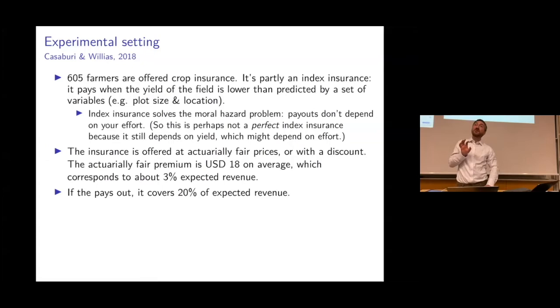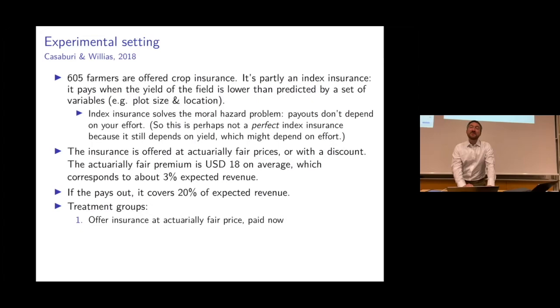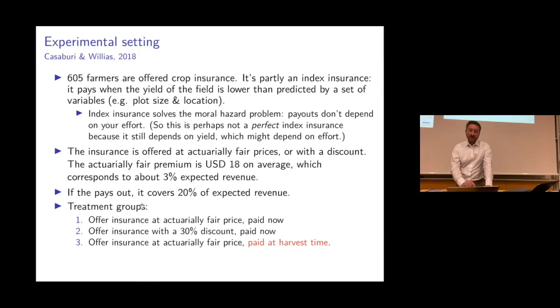And there's three treatment groups. The first treatment group gets offered insurance at the actuarially fair price, and that has to be paid now. The second group gets offered insurance with a 30% discount, and that also has to be paid now. And the third group, that's the crucial group, they get offered insurance at the actuarially fair price, like the first group, but in contrast to the first group, they can pay it at harvest time. So they can wait with the payment until much, much later.